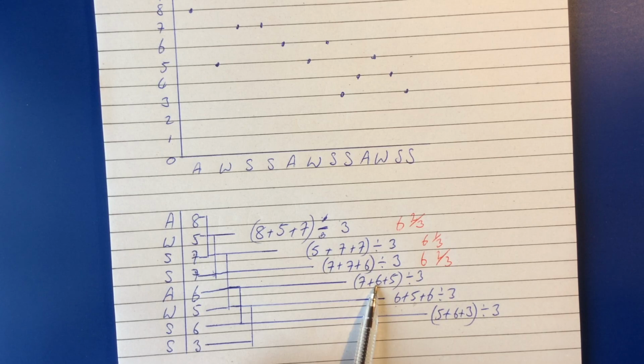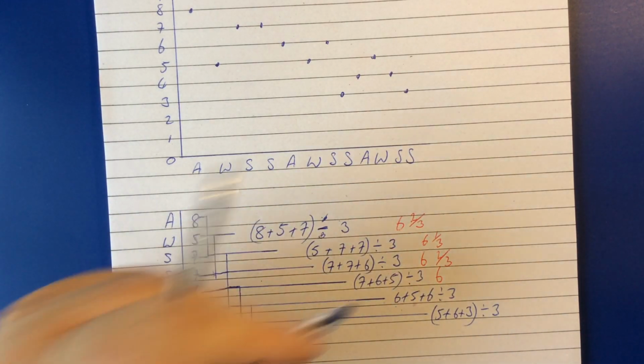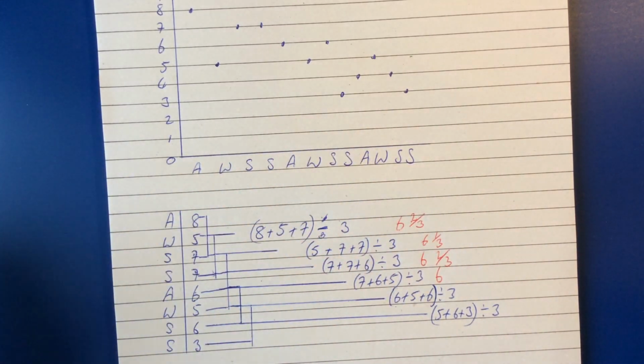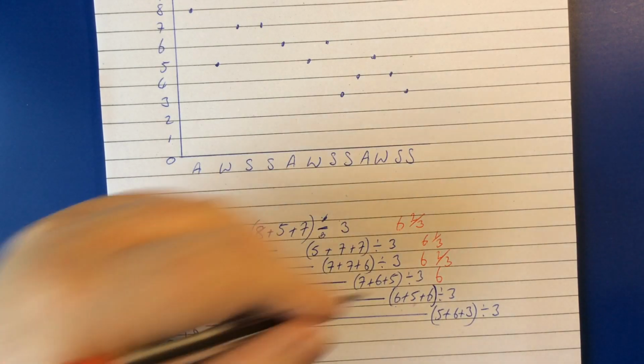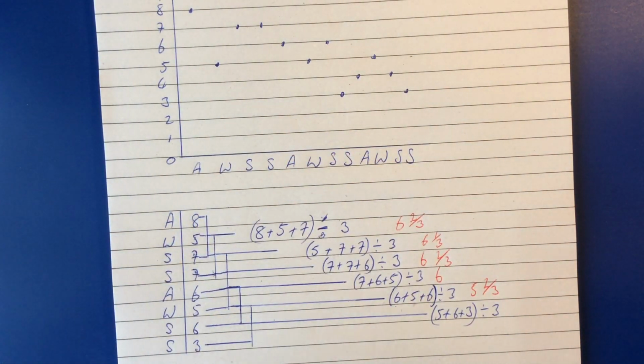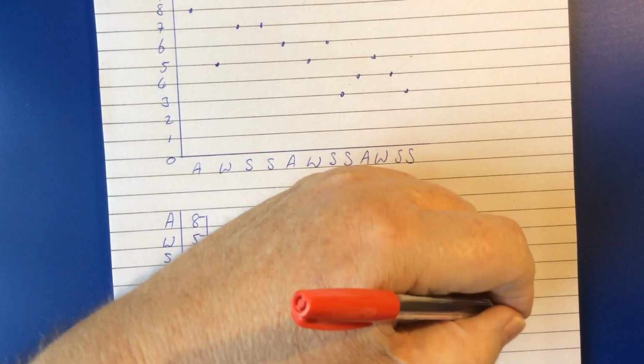6 and 5 is 11, and 7 is 18. We're at 6. Put a bracket around this. 6 and 6 is 12, and 5 is 17. 17 divided by 3 is 5 2/3. You can do this with decimals, I just happen to do it with fractions. 6 and 3 is 9. 9 and 5 is 14. 14 divided by 3 is 4 2/3.